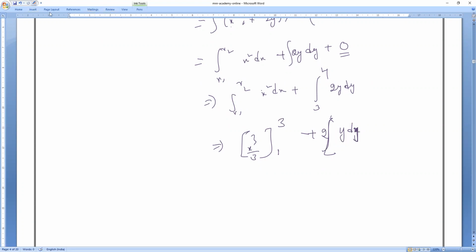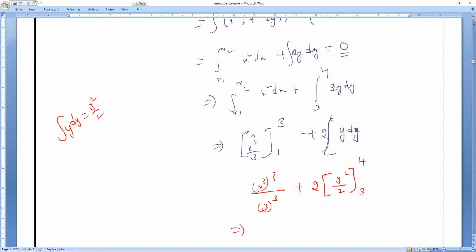Now y dy means, next step, let me write it. So x cube is x power 3, whole power 3 divided by 3. Plus this one is also the same. What is the integration of y dy? Y square by 2. So it is y square by 2, with limits from 3 to 4. That's all.